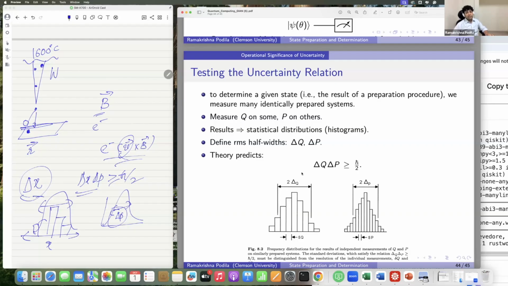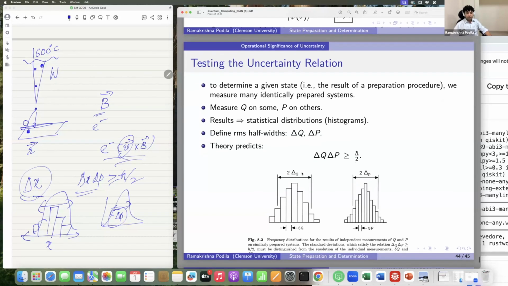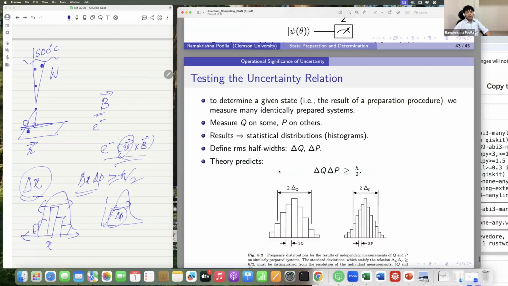Again, I would like to mention that a lot of people do not understand this. They think that delta X and delta P are single measurements. They are not. There is no meaning to uncertainty delta X for a single measurement. It's just meaningless, right? So please don't be confused thinking that delta X and delta P belong to a single measurement.